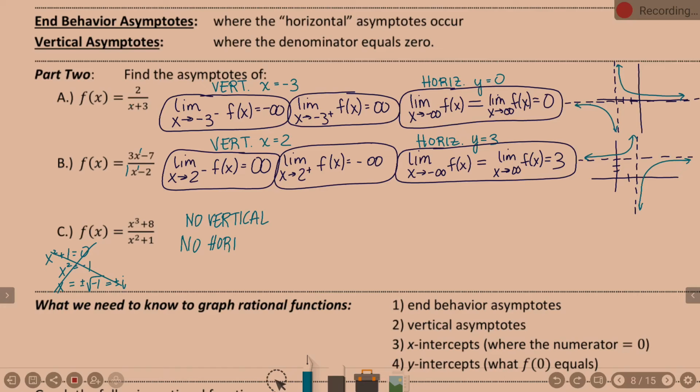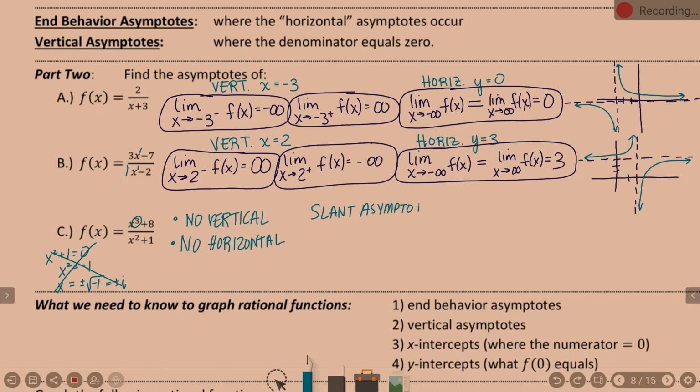So here's the deal. There's no vertical, there's no horizontal, and that's because the bigger power is on top, right? What happens, though, in this case, is when there's no horizontal asymptote, there's actually something called a slant asymptote. When the bigger power is on top, there is a slant asymptote.